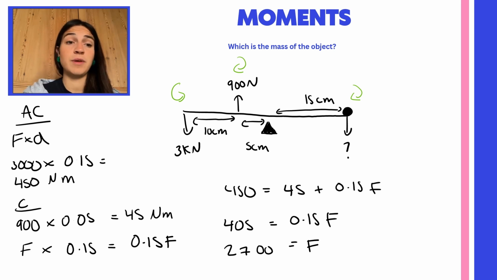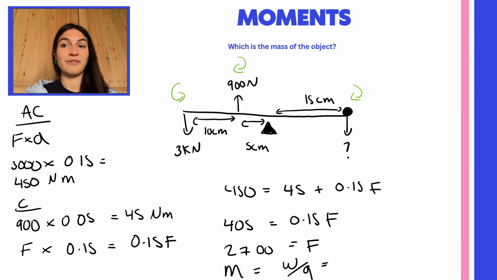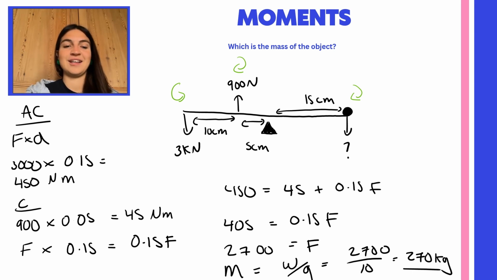But it didn't ask me for the force. It asked me for the mass of the object. So mass is weight divided by g, and of course this force is the object's weight. So 2,700 divided by 10 is 270 kilograms, the mass of that object.